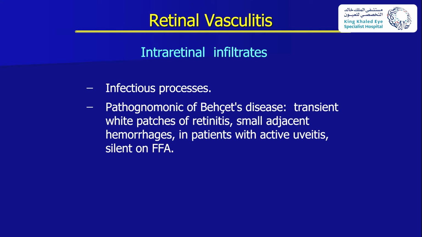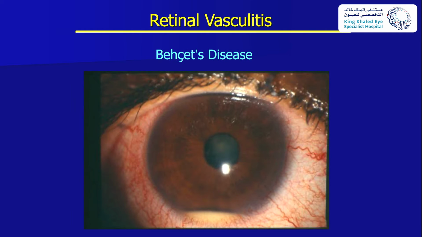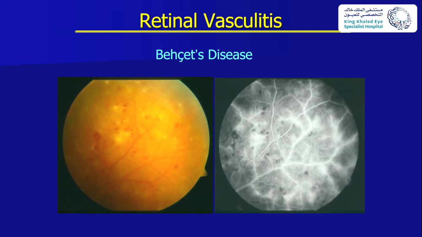Now, intraretinal infiltrates. You can have a patient with vasculitis with whitish infiltrates. You have to rule out infection, but then if you rule out infection, it is pathognomonic for Behçet disease. So hypopyon, as you know, but here you can see this is a classic case of Behçet uveitis with multiple intraretinal infiltrates. They call it chalky white retinitis. It can be with or without intraretinal hemorrhages. On fluorescein angiography, they are silent.